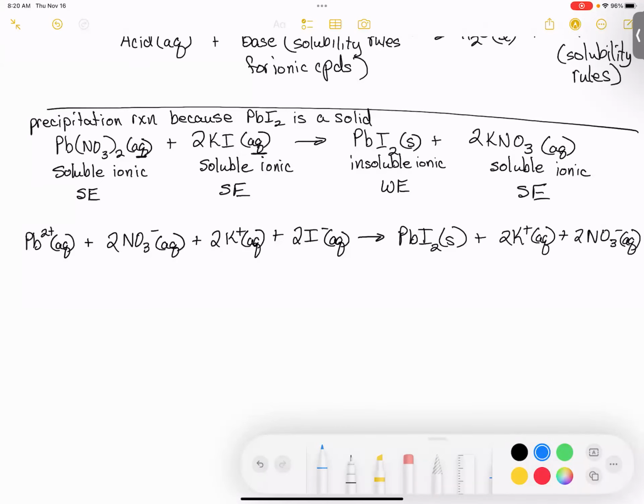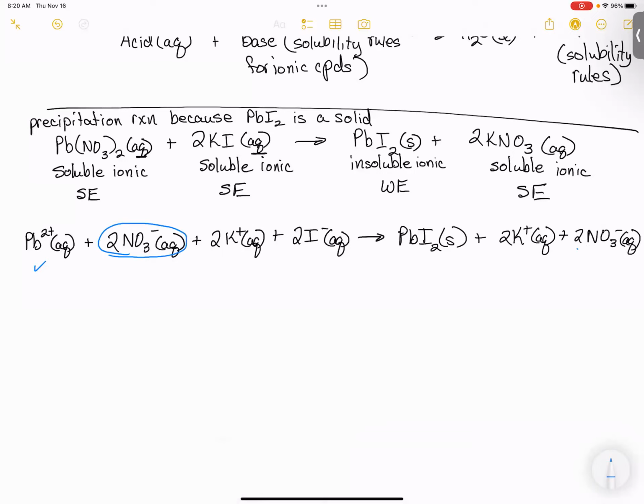I have lead 2 plus on the reactant side, aqueous. Do I have lead 2 plus aqueous on the product side? No. I have 2 NO3 minus aqueous on the reactant side. Do I have 2 NO3 minus aqueous on the product side? Yes. So nitrate is a spectator. I have 2 K plus aqueous on the reactant side. Do I have 2 K plus aqueous on the product side? Yes. So K plus is a spectator.